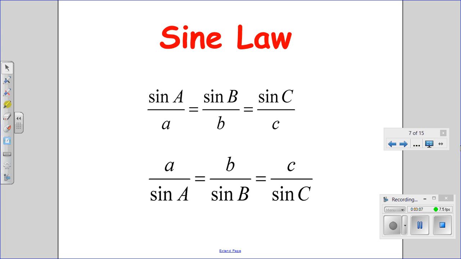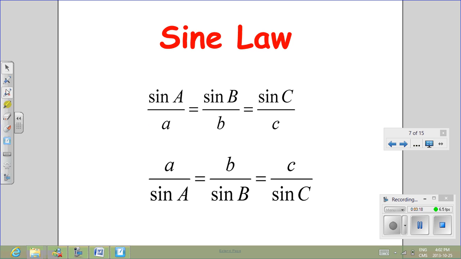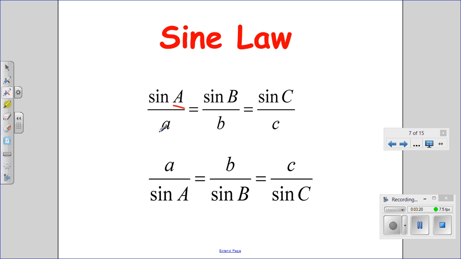This is what's known as the sine law. It doesn't matter whether you put your sine ratios in the numerator or in the denominator, as long as they are always in the same place. The other thing that's important is if this is angle A, it better be side A in the denominator. Similarly, angle B in the numerator, side B in the denominator, and so on.